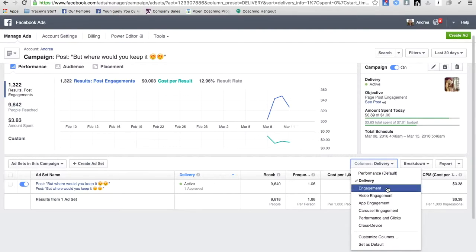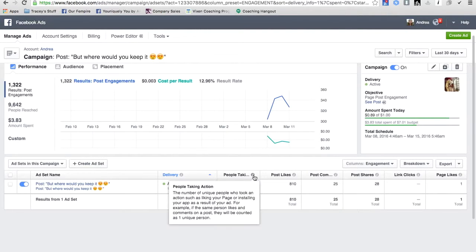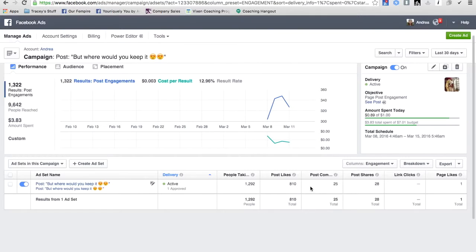You can also look at, and this is where we start to determine whether or not an ad was successful, this engagement area. So I click on engagement and I look, about 1,200 people are quote unquote talking about the ad. That means people who actually like my page. You can look at this example for yourself: 810 post likes, 25 actual comments, 28 people shared it. Only one person off of this whole entire ad ended up liking my page.